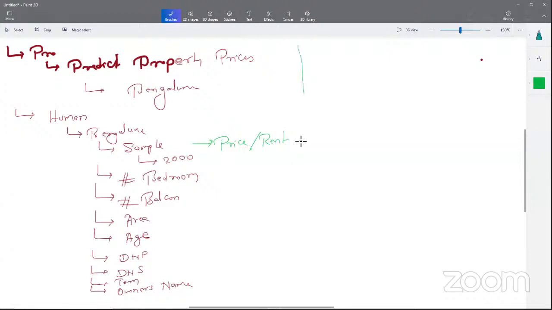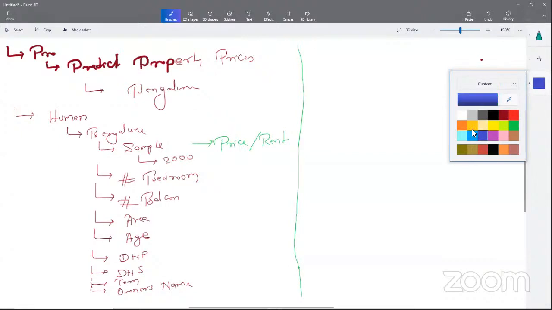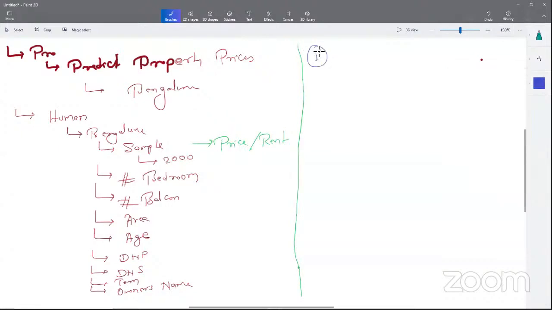Now say if we need to write a program, this part is very important, guys. This is where I want your maximum attention. So now what we are trying to do is write a program, or in simple terms, develop a software which, when given bedroom, balcony, area, age of the building, distance from nearest police station, distance from nearest shopping mall, and all the other features, can predict the property price or property rent, right?